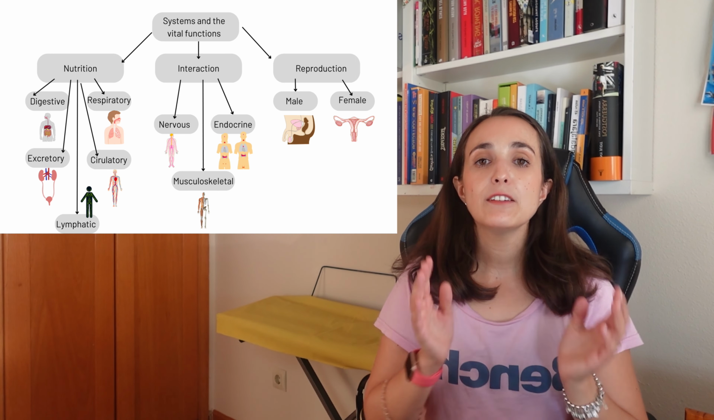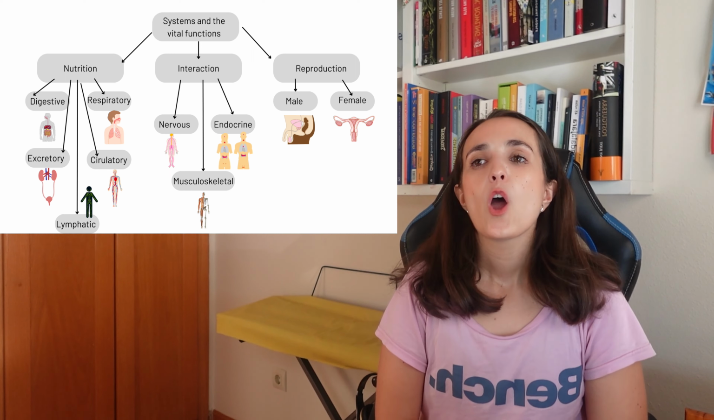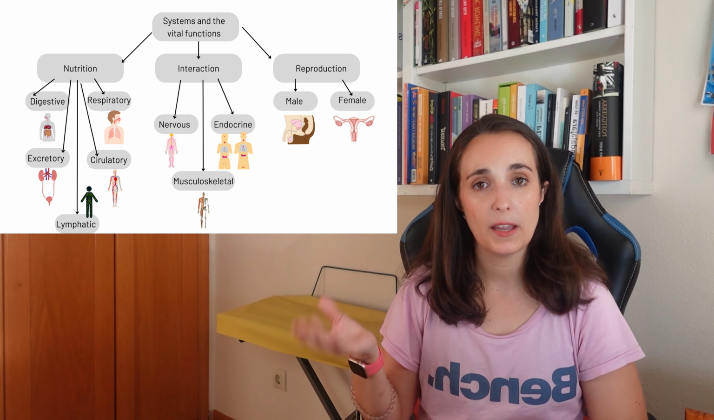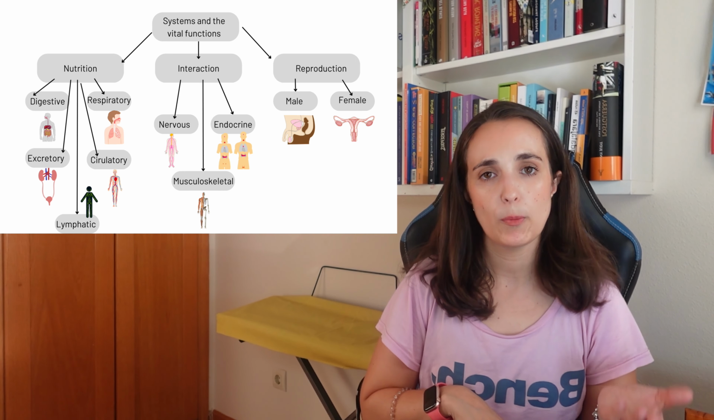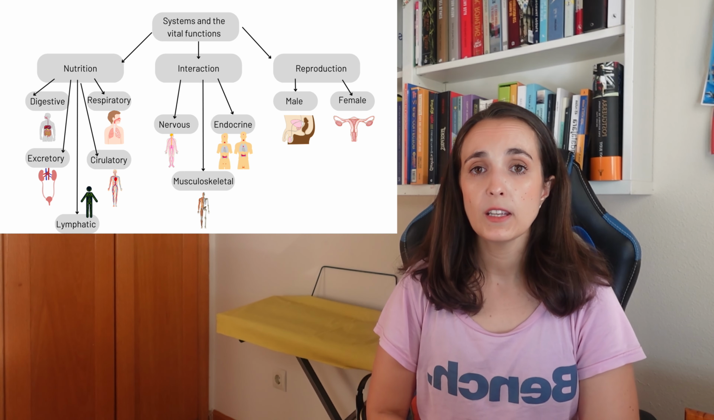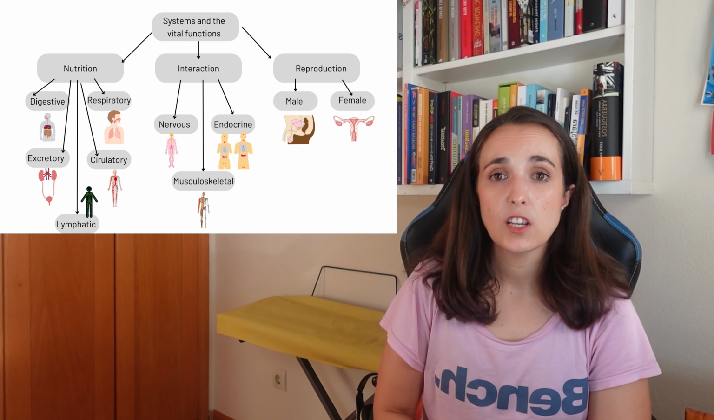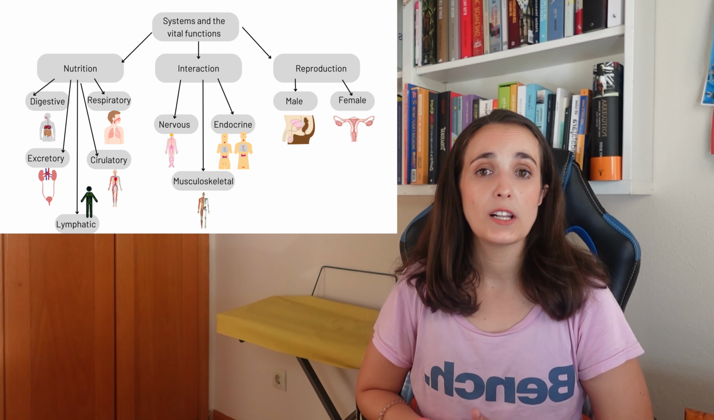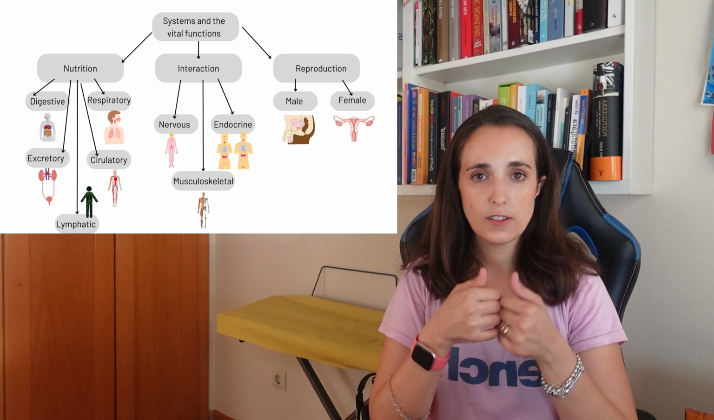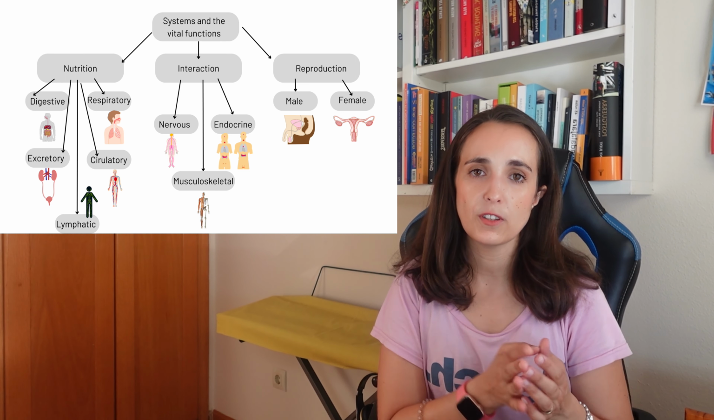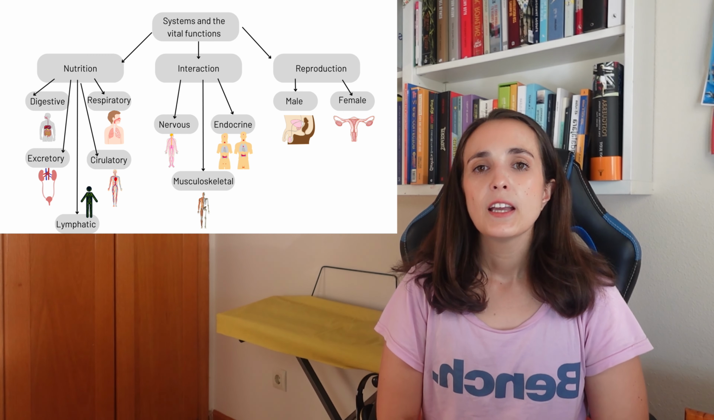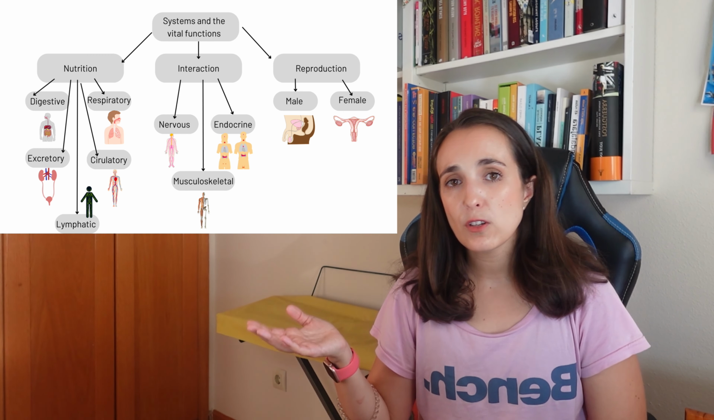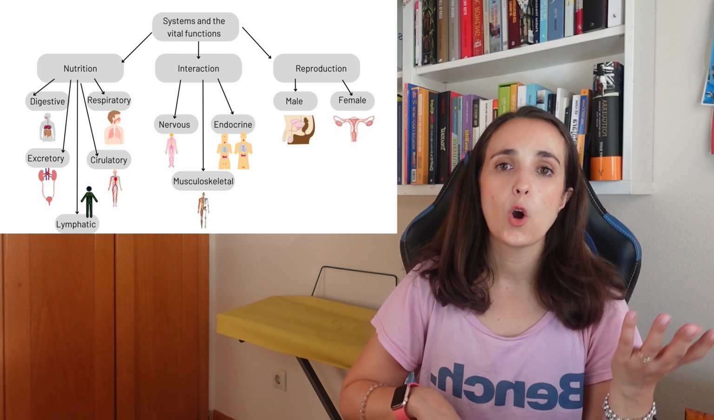Okay. And finally, talking about reproduction, we have two main systems in this case, which is the male reproductive system and the female reproductive system. They are in charge of creating the gametes. The gametes are those sexual cells that, when they get fertilized, they form the zygote, and from there a new individual. Okay. In the case of the humans, we call the male gametes spermatozoids and the female gametes ovules.